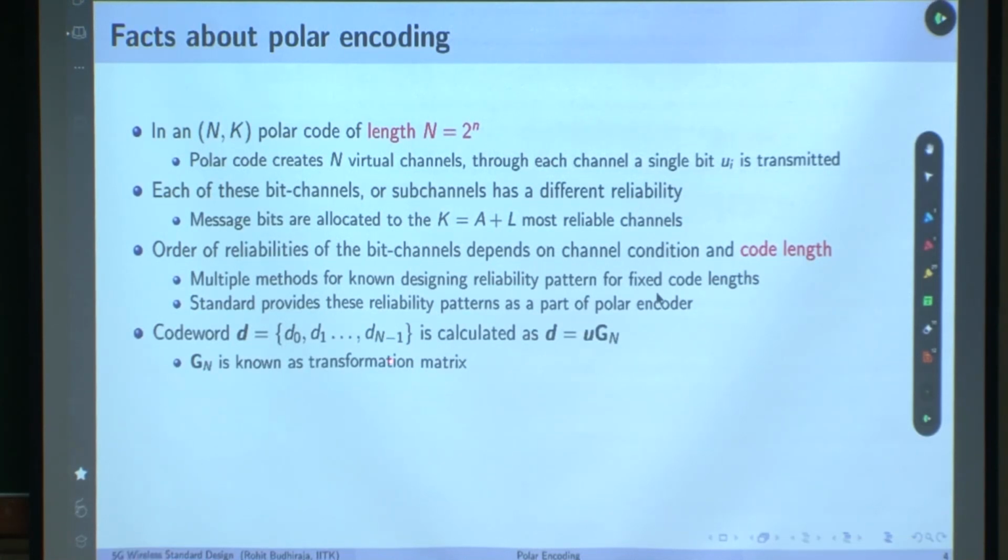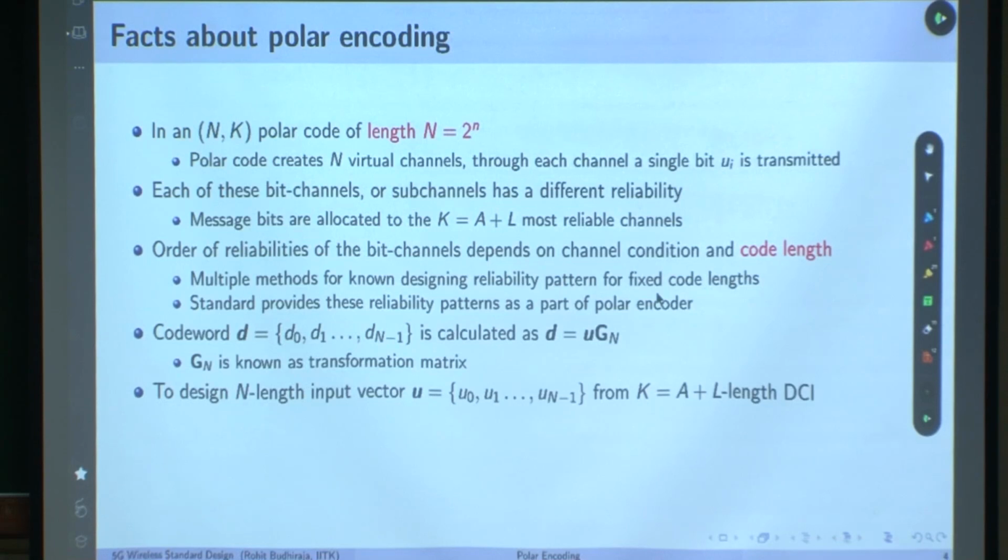What does it have to do? The codeword D is the output. How is it calculated? U is the input, and G is a transformation matrix, something like the parity check matrix which we saw for LDPC. You see this G of n is an n cross n matrix. So this U should not be of length k, it will be n. The input also is capital N.